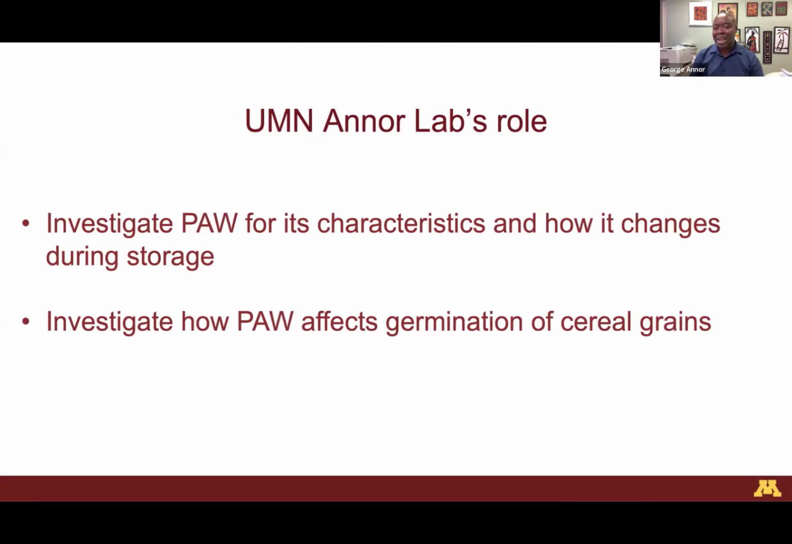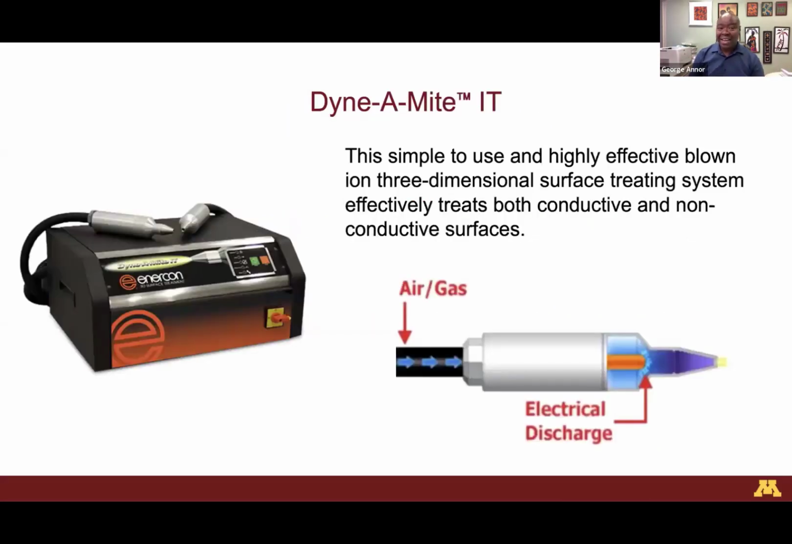So what system do we have? We have the Dynamite IT system. It's actually made by Enercon, a company right next to us in Wisconsin. It's basically a blown ion system. You basically have compressed air that is blown over an electrode that results in the production of all these reactive species. Actually, this is a very old system that the company makes. They have a lot more newer systems right now.